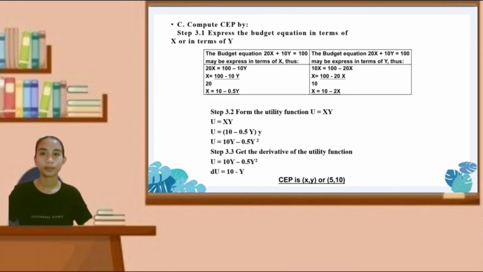Step 3.3. Get the derivative of the utility function. U is equal to 10y minus 0.5y squared. dU is equal to 10 minus 0.5 times 2y, and dU is equal to 10 minus y. So now, we determine the CEP, or the consumer equilibrium point: 5 and 10. 5 is the X, 10 is the Y.